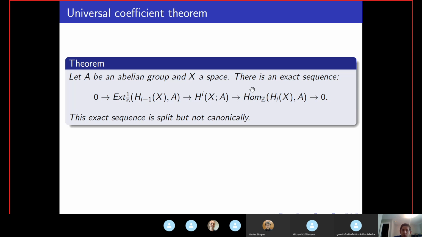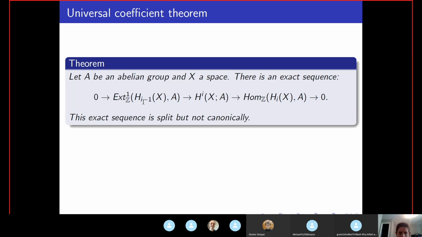So, what's the point of this exact sequence? We're trying to compute the cohomology with coefficients in A in terms of the homology. To first approximation, cohomology is just the linear dual of homology, and then it says there's an error term.